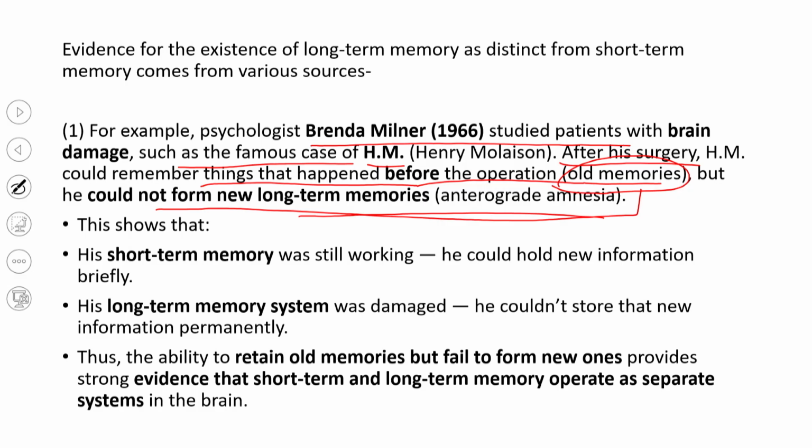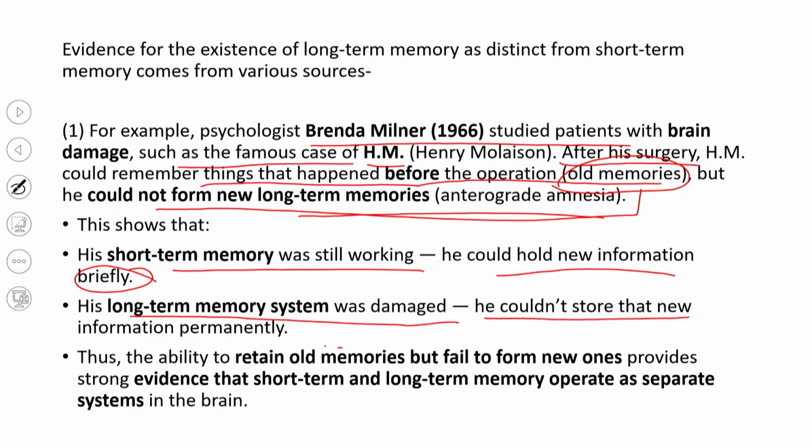So, this shows that short term memory was still working, because he could process information for the short term and respond to the situation. He could hold information for the short term, which was visible in his working, but he could not form new long term information. He could only hold information very briefly. His long term memory system was damaged. He could not store that new information permanently. So, that was the problem.